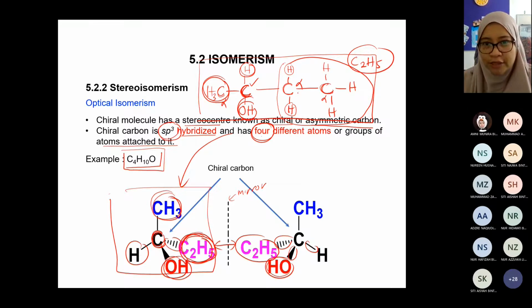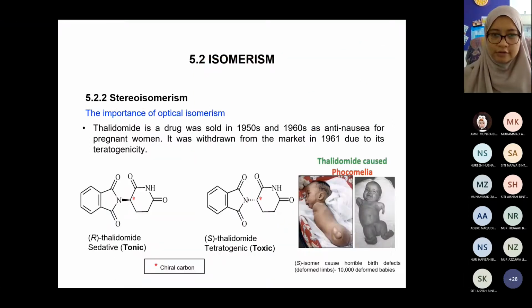Okay, you kumpulkan, you dapat C2H5. This one CH3, this one C2H5. It's not the same kan? So all of them are different. So it's considered as chiral. Okay, simple. So you have to check for each of the carbon that are present in the molecule.